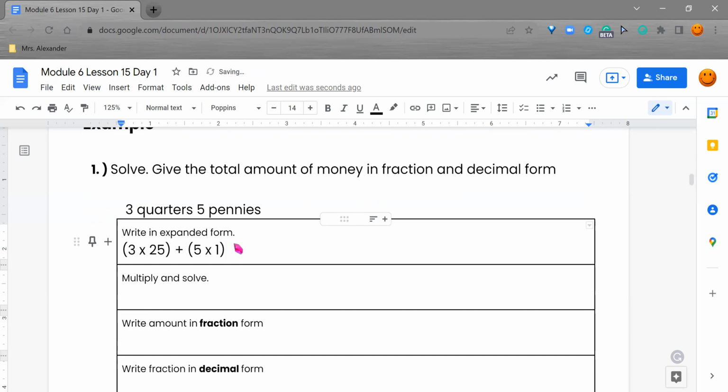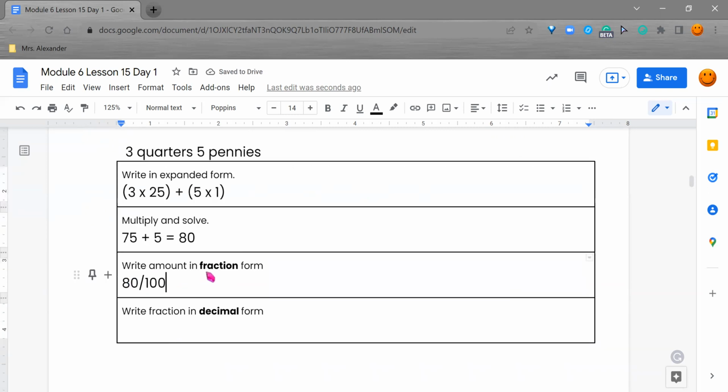Now that I have it in expanded form, I'm going to go ahead and multiply and solve. I'm going to do 3 times 25. I know that that's 75. And I need to add 5 times 1, which is 5. So now I'm going to add this up. I'm going to do 75 plus 5, which gives us 80. And knowing that we're dealing with money, I know that all of my numbers go over 100. So I'm going to take this 80 and put it over 100.